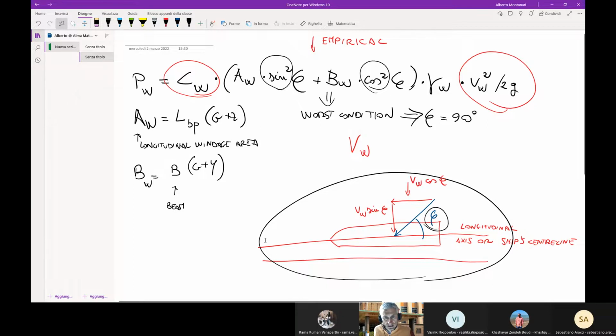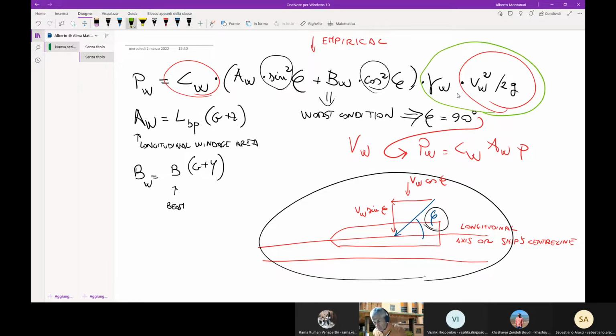Okay, and now let's talk about the empirical formulas for computing AW and BW. Let's talk about the worst conditions in terms of the angle phi. When phi is 90 degrees, we get the worst conditions. In this case, the relationship reduces to PW equal to CW times AW times P, where P is basically this product here. These are the worst conditions.